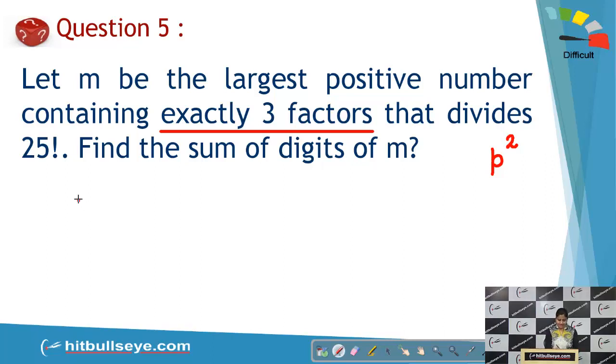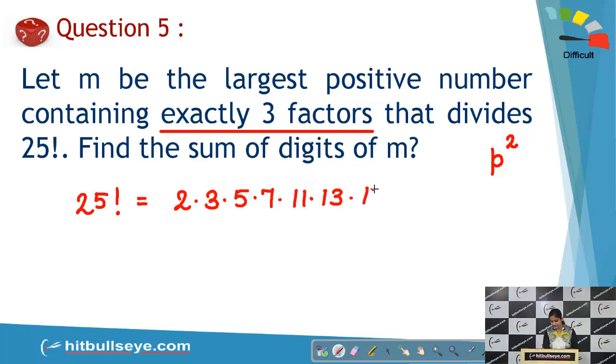So as we know, in 25 factorial, the primes that appear in this number are 2, 3, 5, 7, 11, 13, 17, 19 and 23. Now we need the largest positive number.